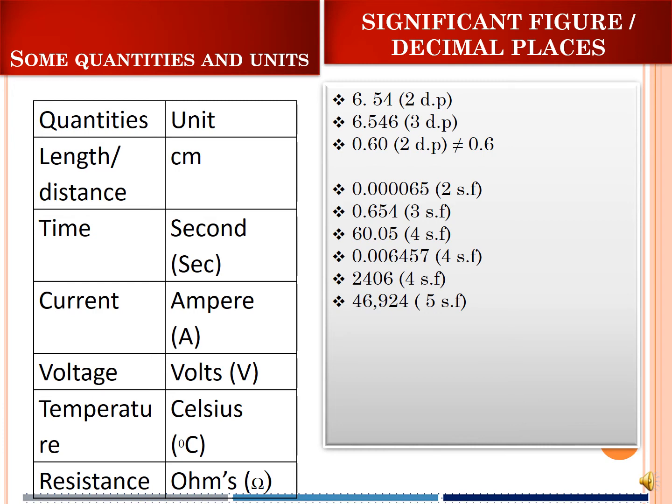Significant figure / decimal places. This is another very important area we must take into consideration. 6.54 is in 2 decimal places. 6.546 is 3 decimal places. 0.60 is 2 decimal places. Please observe that 0.6 and 0.60 are 2 different things. Please go through your significant figure and ensure you understand it.